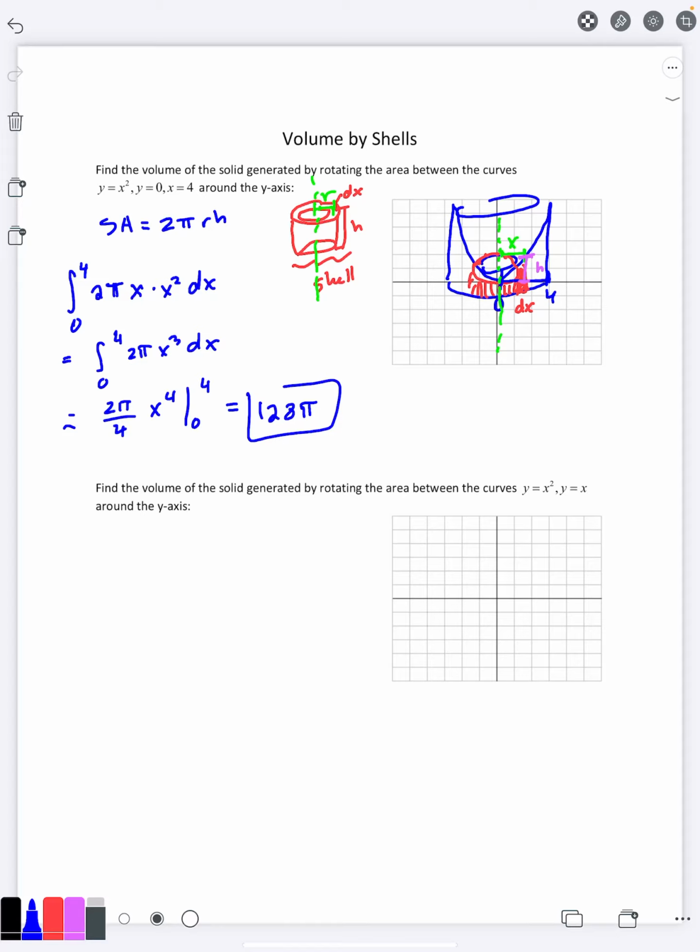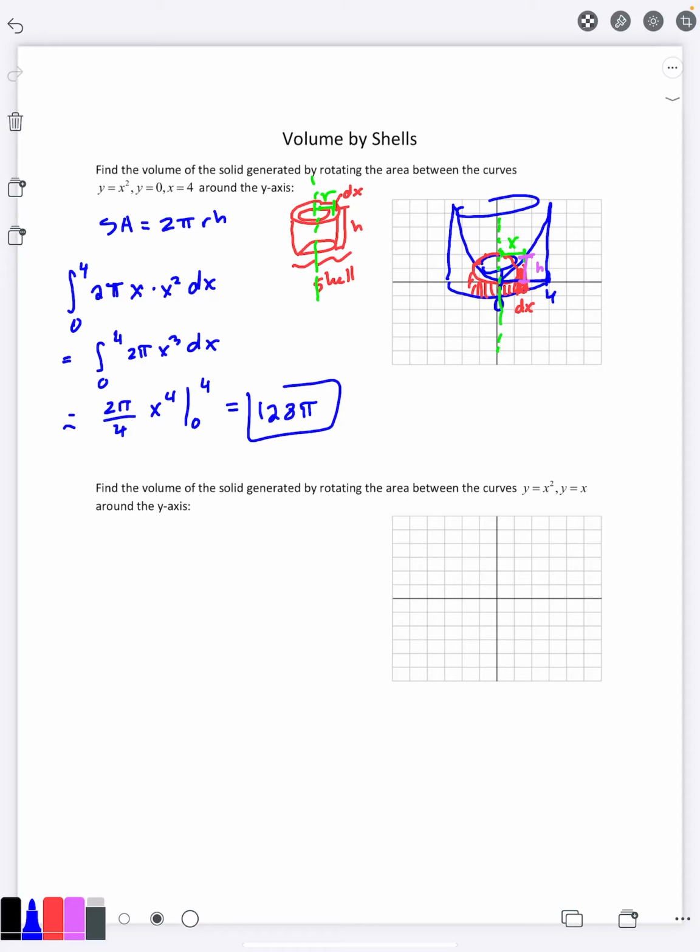Myself, I pretty much just use the shell method when I'm rotating around a vertical line like the y-axis. If I'm rotating around a horizontal line, I would generally choose to use the disk or washer method from the previous video. But this works as well here. The second one's just a small variation.